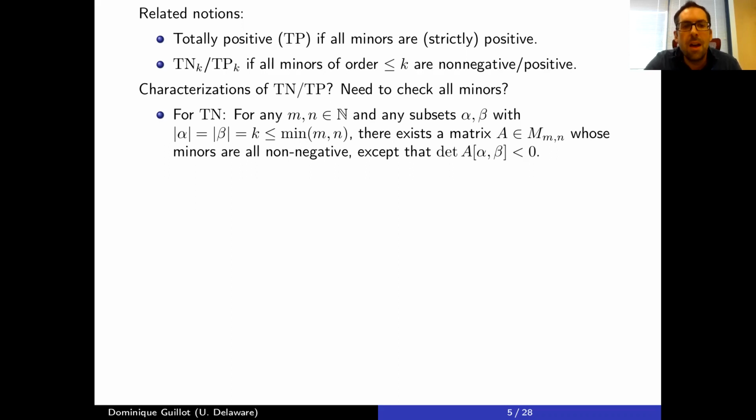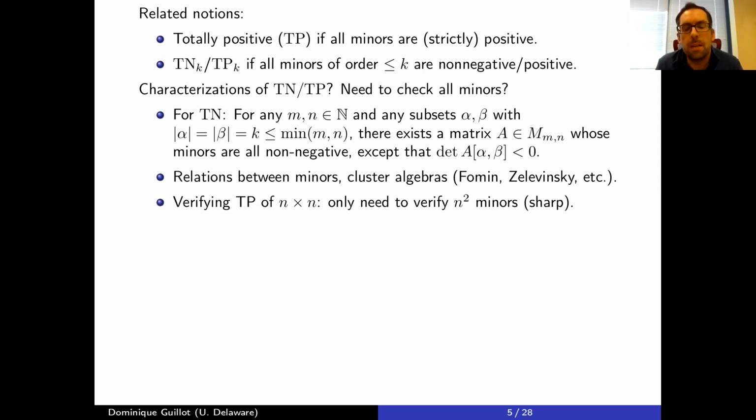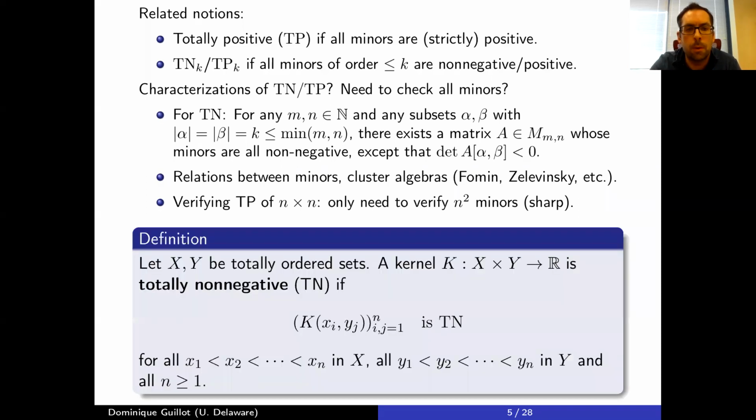That's the bad news. However, there are lots of relations between minors of matrices. This has been studied a lot in connection to cluster algebras. There's been a lot of activity in that area in the past decades. And in particular, if you want to verify total positivity, one can show you don't have to check all the minors. In fact, there's a collection of n squared minors that is sufficient for checking, not any n squared minors, but an appropriate collection. And one can show the bound n squared is sharp, so you cannot do any better than that. So at least this is better than checking an exponential number of minors for total positivity. One just has to verify these n squared minors.